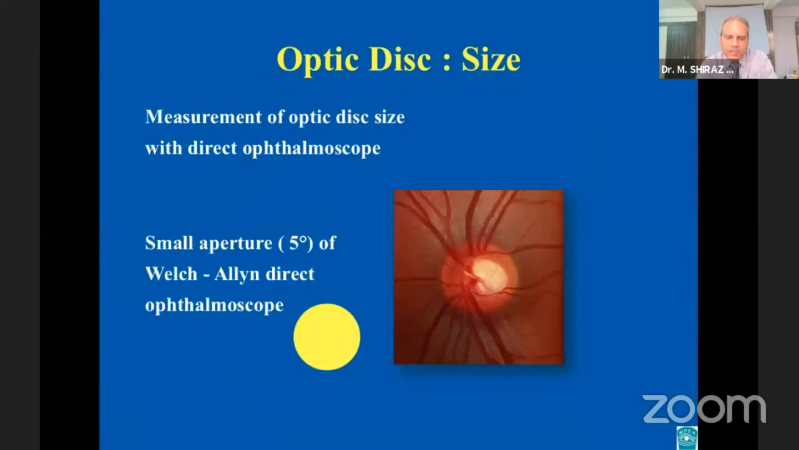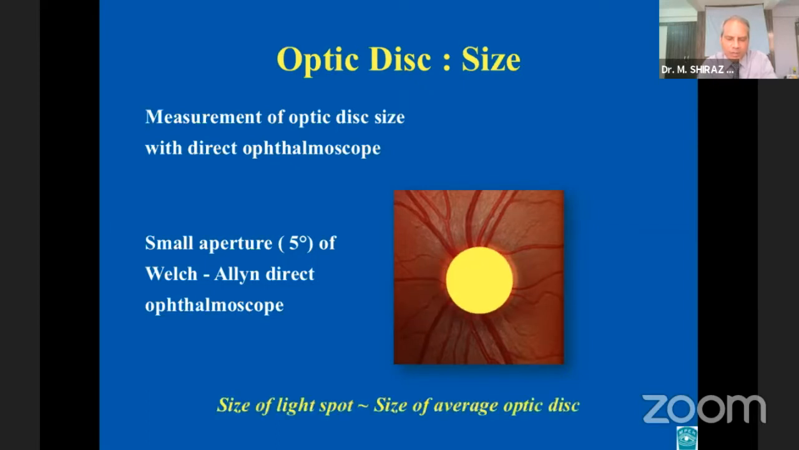The direct ophthalmoscope has been the most popular instrument in the clinical examination of the optic disc. The 5-degree aperture of the Welch-Allyn ophthalmoscope produces a circular spot of light having a diameter of 1.5 millimeters and an area of 1.77 millimeters square, while the optic disc has an area of about 2.1 to 2.7 millimeters square. This circular spot of light may be aligned over the optic disc or adjacent to it, and then the size of the optic disc is compared to the size of the spot of light. If the optic disc is smaller than the spot of light, the disc is labeled as small, and if the optic disc is 1.5 times larger than the spot of light, the disc is labeled as large.